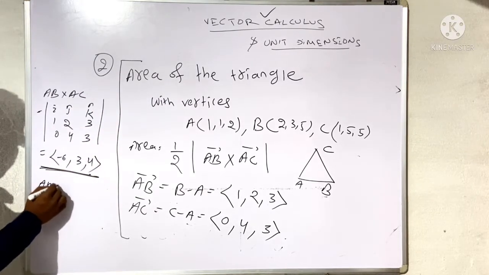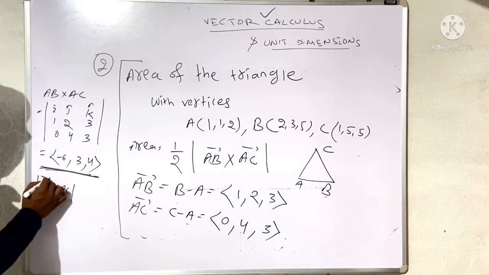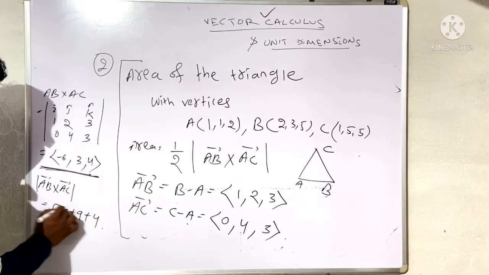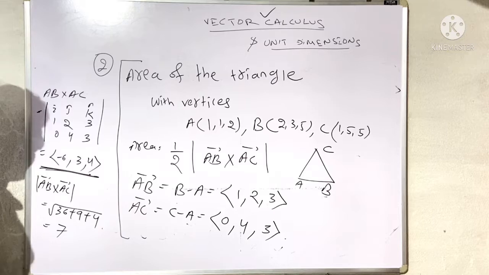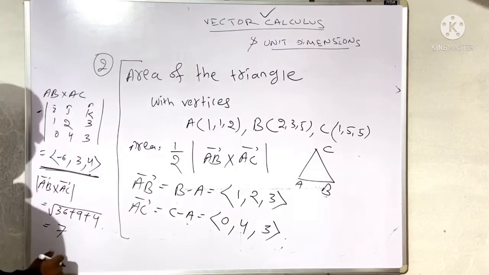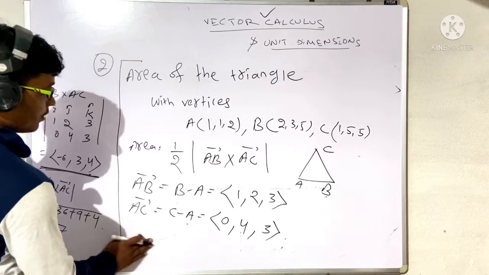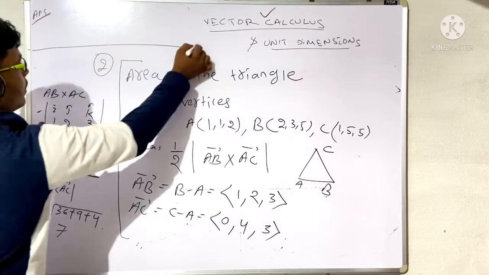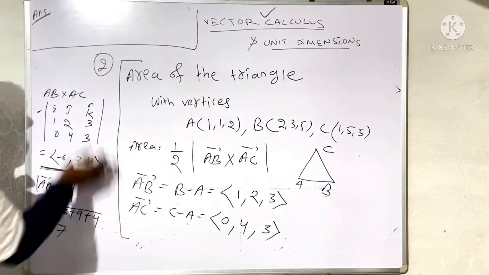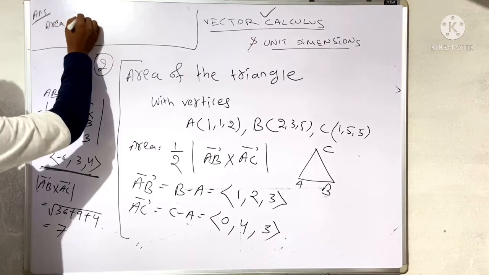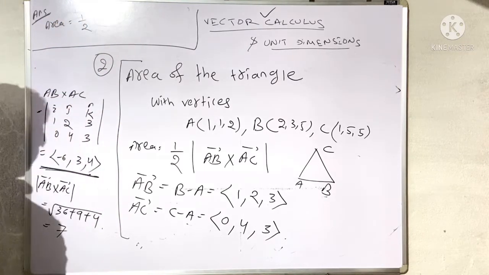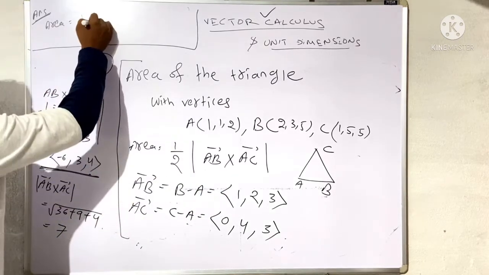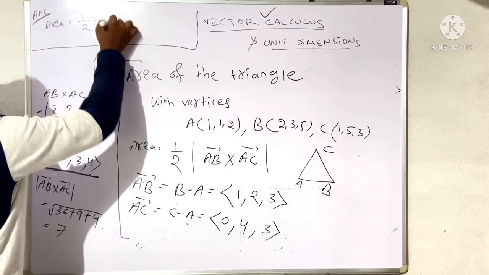So what is the magnitude of AB cross AC? This is nothing but the square root of 36 plus 9 plus 4. So this is square root of 49, that is 7. So what will be the area? Area equals half into the magnitude of AB cross AC. We got AB cross AC as minus 6, 3, 4, and its magnitude is 7. So this is half into 7, so this is 7/2 square units.